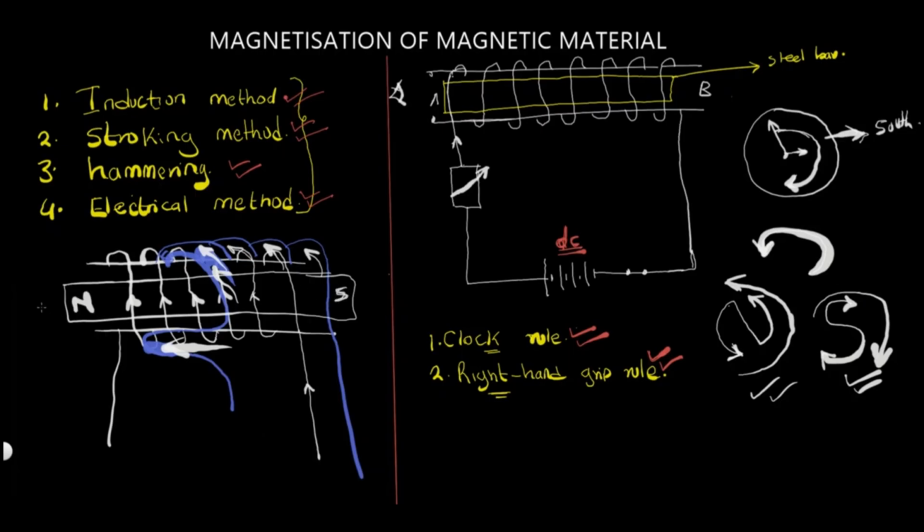This is the easiest method of identifying the polarity of a magnet, whereby if you grab it with your right hand, then your thumb will always point to the north pole of the magnet. And that is all about methods of magnetizing a magnet.